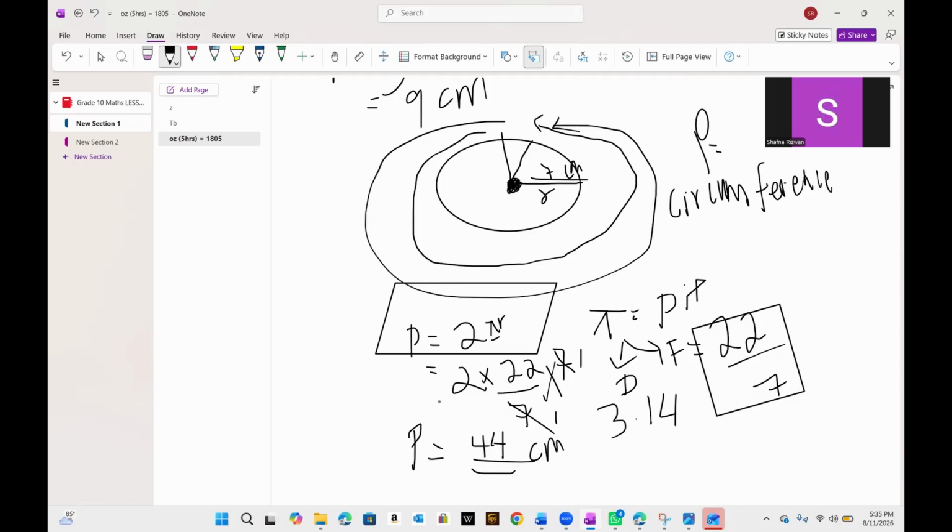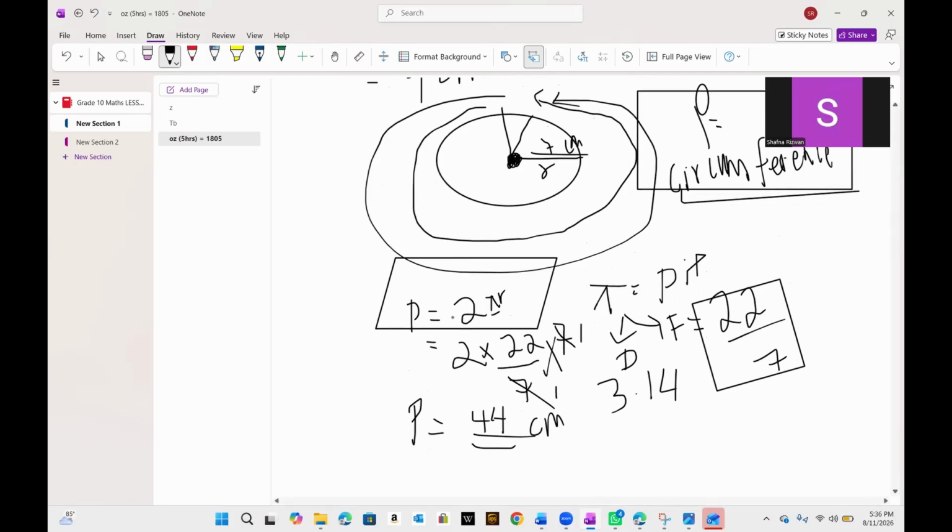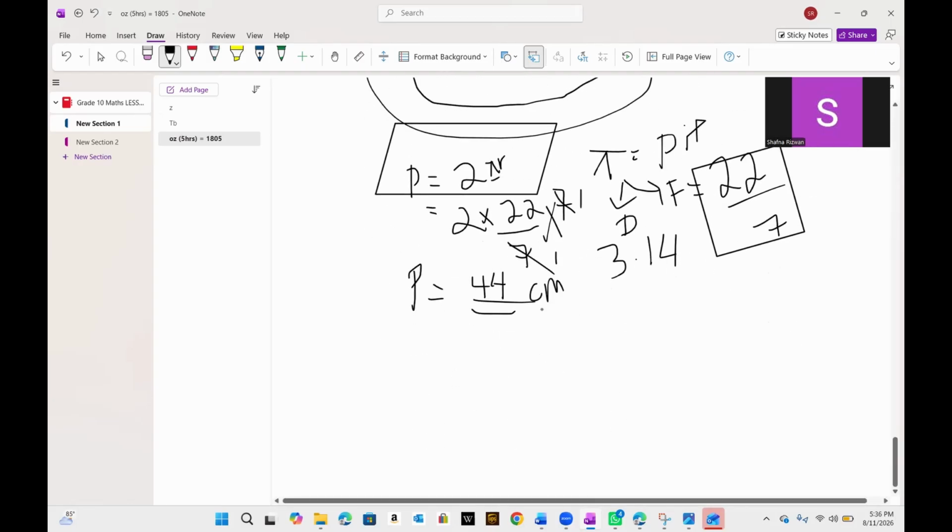So always remember, when it comes to the perimeter of a circle, which we also call the circumference, always use the formula 2 pi r, where 2 into pi means 22 over 7, into the radius they will give. Find it. Okay, that's how you find the perimeter of a circle. And put the centimeter or meter when they give you.